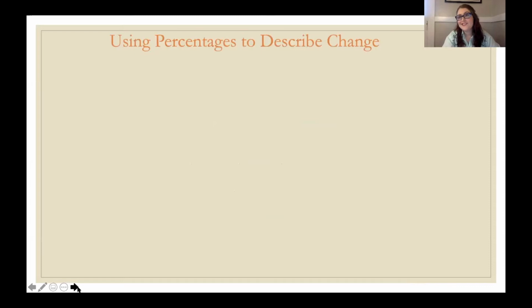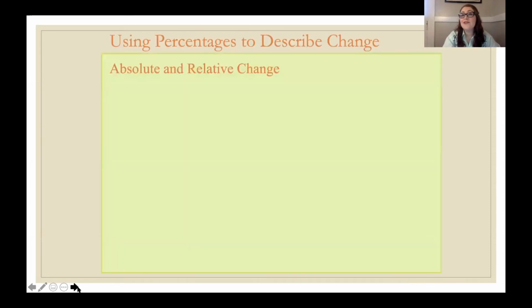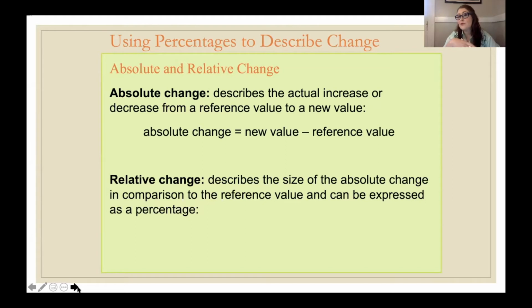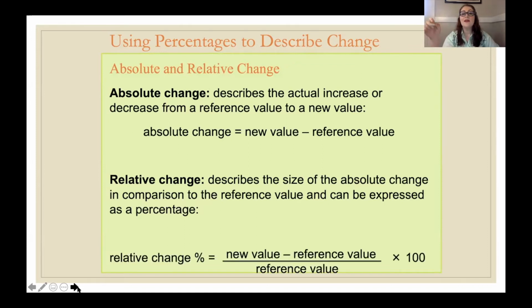We can also use percentages to describe change. There's absolute and relative change. Absolute change describes the actual increase or decrease from a reference value to a new value. So our absolute change is the new value minus the reference value. The relative change, just like before when we talked about relative error, is the change converted and presented as a percentage. So relative change is the new value minus the reference value, otherwise known as the absolute change, over the reference value times 100 to make it a percentage.